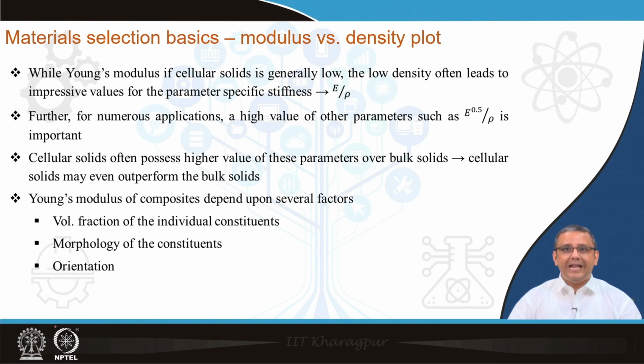And because of the low density of the cellular solids, both of these parameters, like E to the power 1.5 over rho, there are cellular solids which are actually even better than the bulk solid. You will see afterward that if you divide E to the power 0.5 over rho and compare that value with the value for the bulk metal, the value for the cellular solid is actually higher because of its low density. This makes cellular solids attractive for many applications where they perform even better than the bulk material.